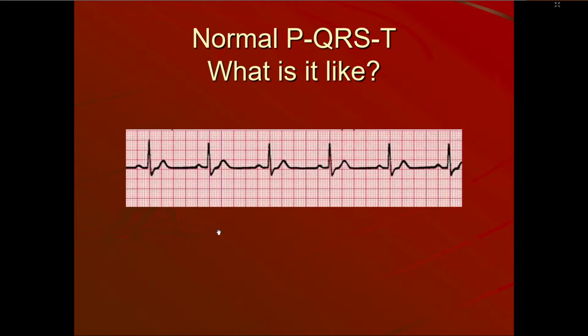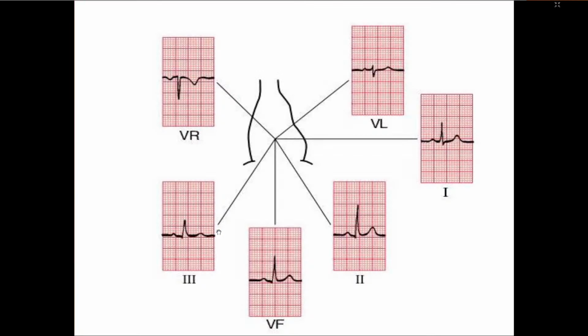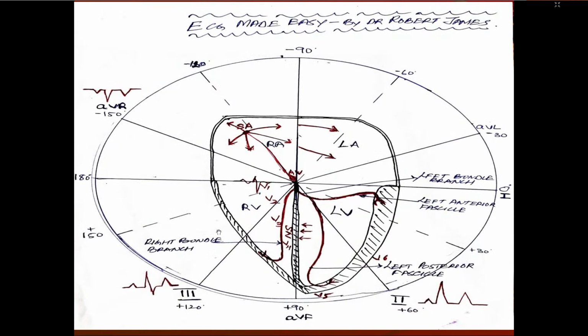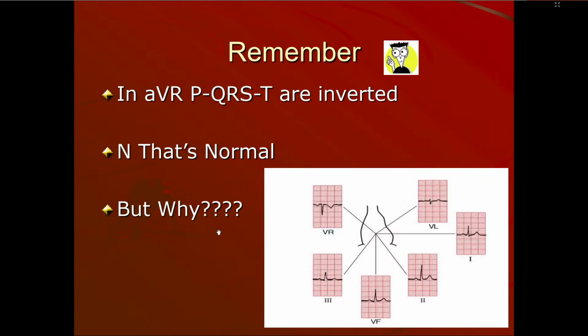So we have covered all this. This is a normal P wave and a QRS complex and a T wave. So these are all the normal complexes.